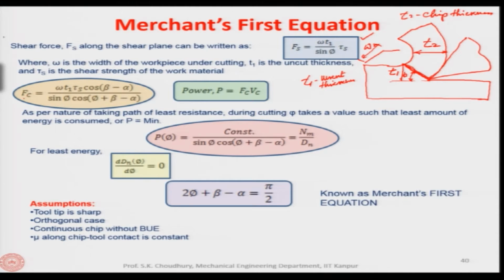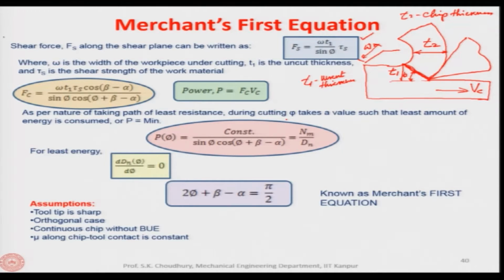If we have Fc, the cutting force component, we can find out the power, which, as I said earlier, is the product of Fc and Vc. Fc is the cutting force, Vc is the cutting velocity, and this is the direction of the cutting velocity vector. Now, as per nature, taking the path of least resistance, during cutting phi takes a value such that the least amount of energy is consumed, or P is minimum. This means that during the cutting process, the shear plane angle adjusts itself in such a way that minimum power is consumed. This is the natural process, as in nature everything goes to the least resistance. So here also phi adjusts itself so that P remains minimum.